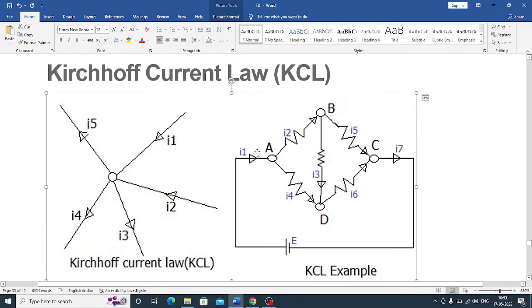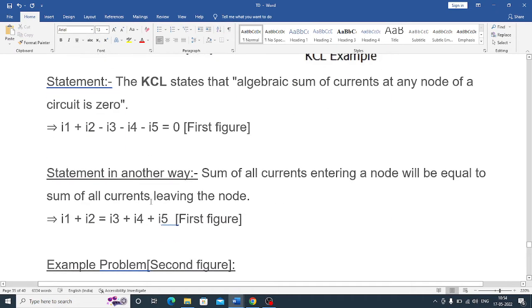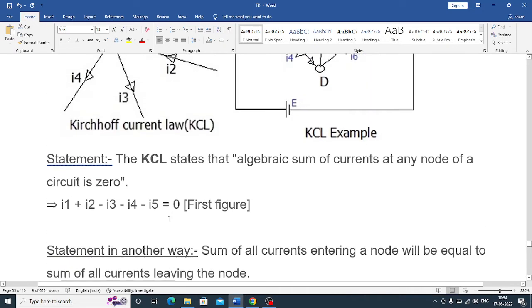See, Kirchhoff's current law states that the algebraic sum of currents meeting at a junction is zero. In this junction, you have I1, I2 entering into the junction, and I3, I4, I5 leaving the junction. So I1 plus I2 should be equal to the sum of I3, I4, I5. Means currents entering into the junction should be equal to total current going out of the junction. I1 plus I2 is equal to I3 plus I4 plus I5.